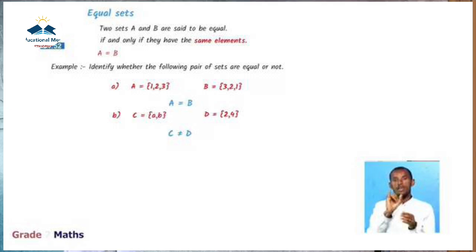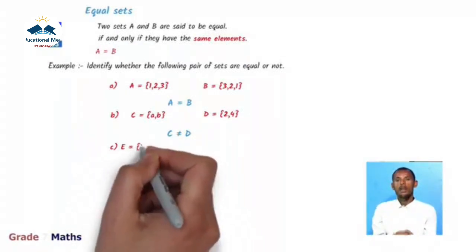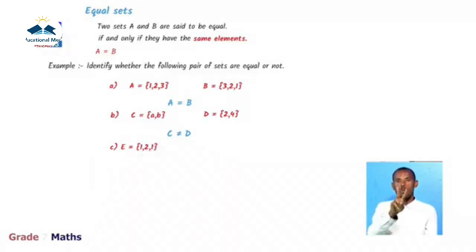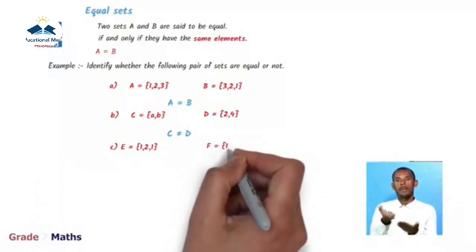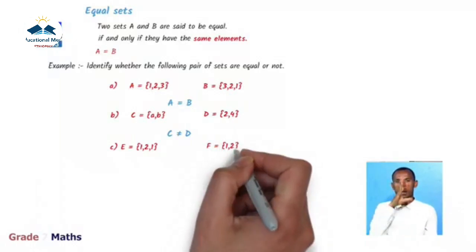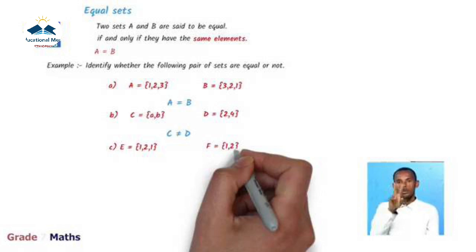Now, let me add one more example. Assume set E contains the elements 1, 2, and 1, and set F contains the elements 1 and 2. Are these two sets equal sets? Please try this question. I'll give you 10 seconds for this.